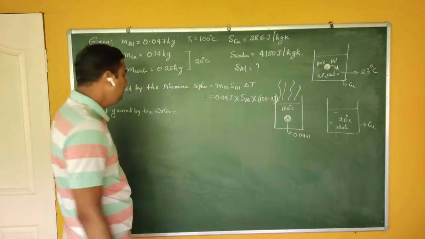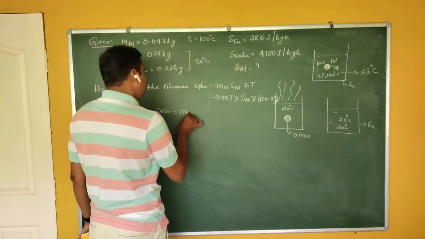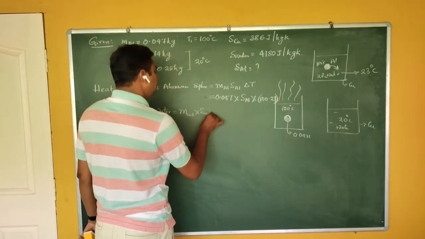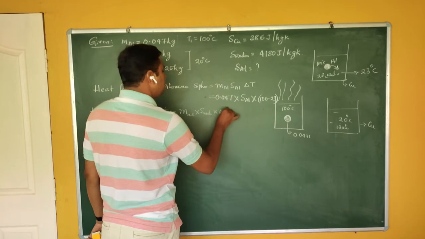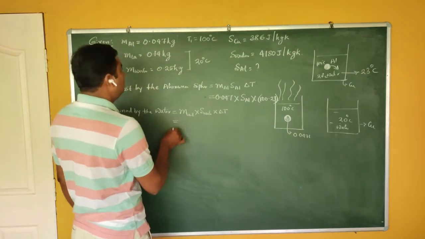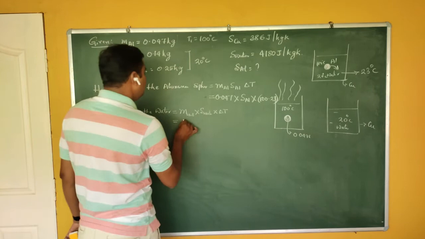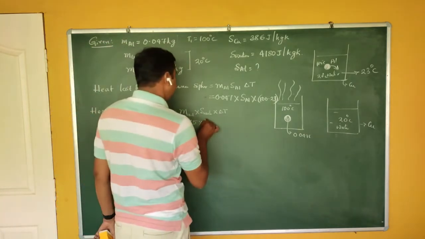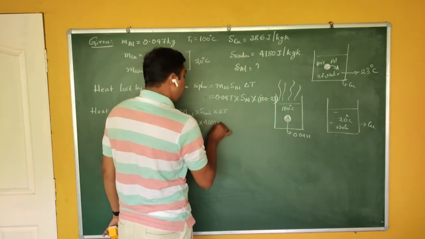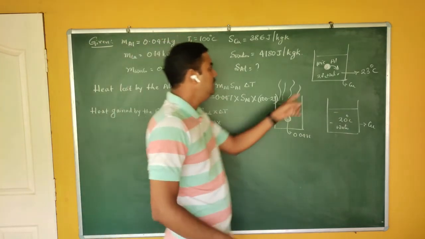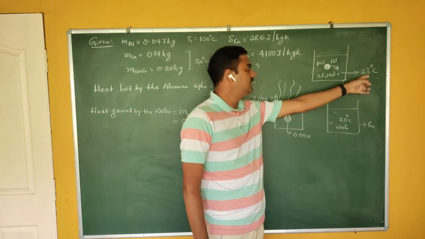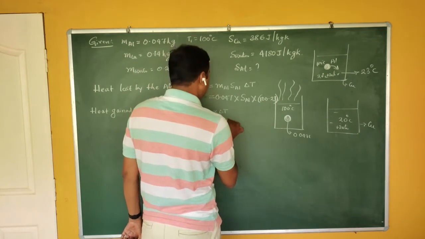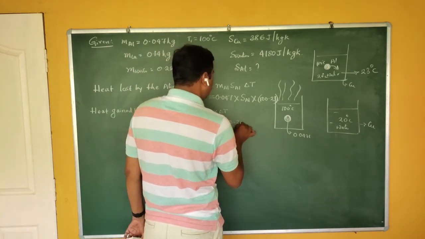What is the formula? Mass into specific heat into change in temperature. That means the mass of the water multiplied by the specific heat of water multiplied by the change in temperature. The mass of the water is 0.25. The specific heat of water is 4180. And the change of temperature: initially the temperature is 20, and now they have attained a temperature of 23 degrees centigrade, so the change is 23 minus 20.